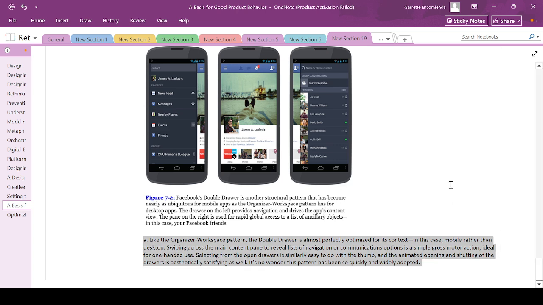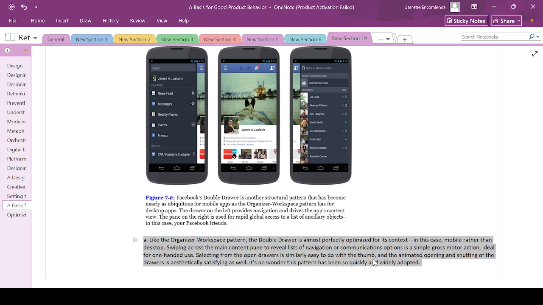Like the organizer workspace pattern, the double drawer is almost perfectly optimized for its context, in this case, mobile rather than desktop. Swiping across the main content pane to reveal a list of navigation or communication options is a simple gross motor action, ideal for one-handed use. Selecting from the open drawer is similarly easy to do with a thumb, and the animated opening and shutting of the drawer is aesthetically satisfying as well.